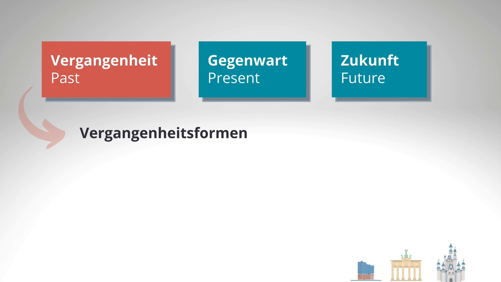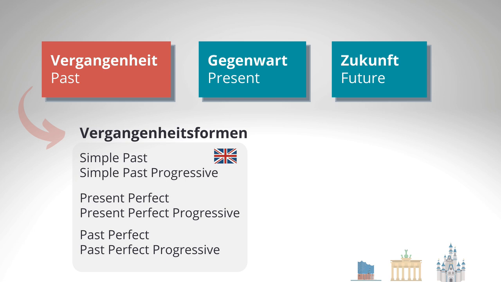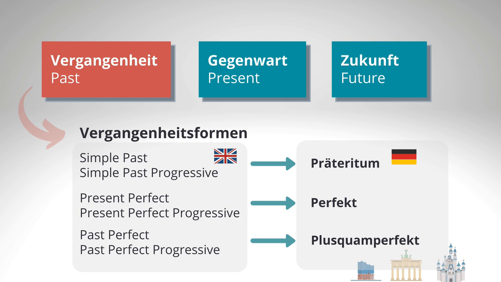Let's first take a look at the past tenses in English. Here we have the simple past and past progressive, the present perfect and the present perfect progressive, and the past perfect and the past perfect progressive. So you see 3 tenses plus their progressive forms. Makes a total of 6 past forms in English. In German we only have half of that amount. We only have 3 past forms.